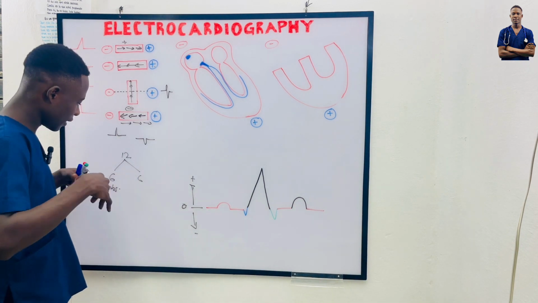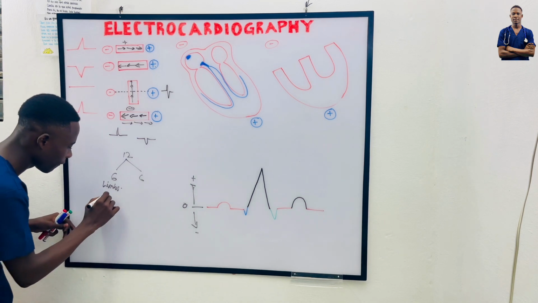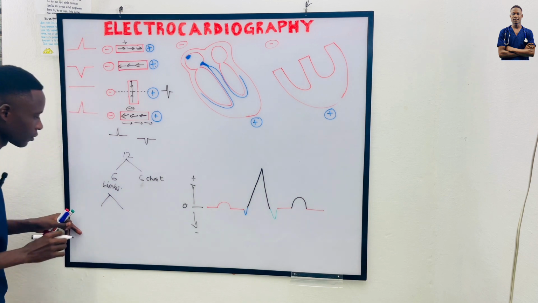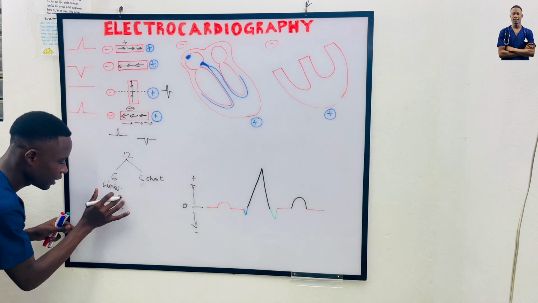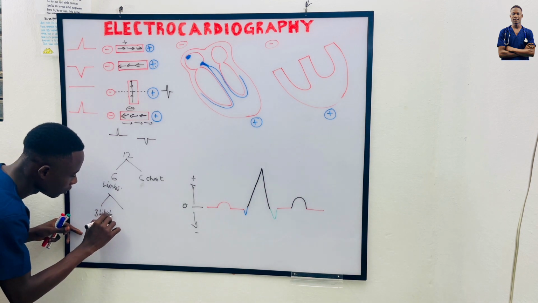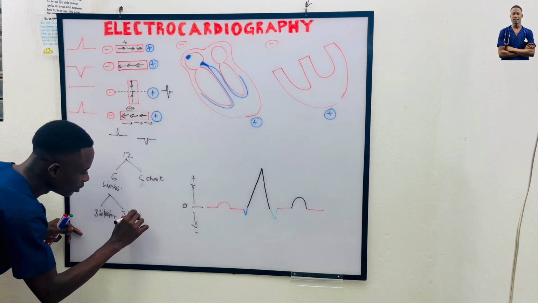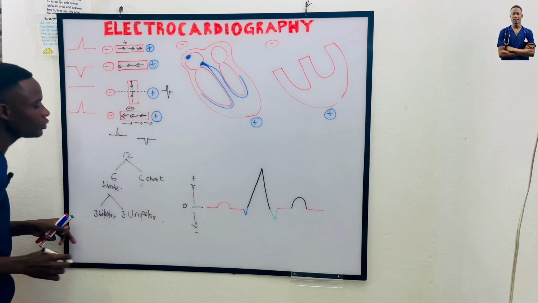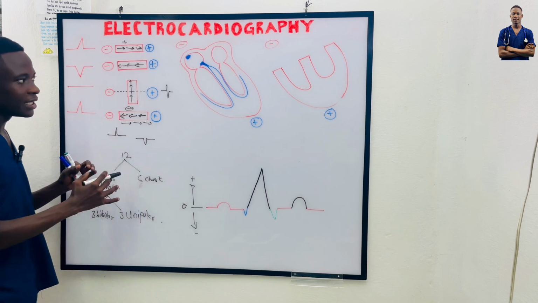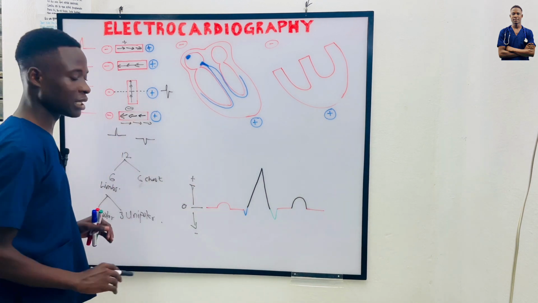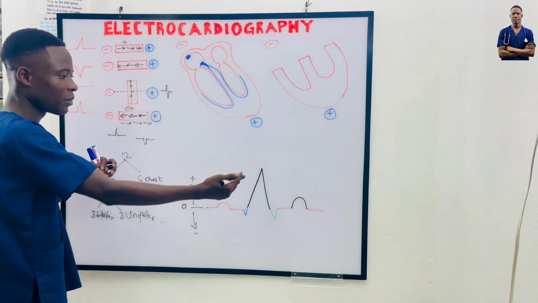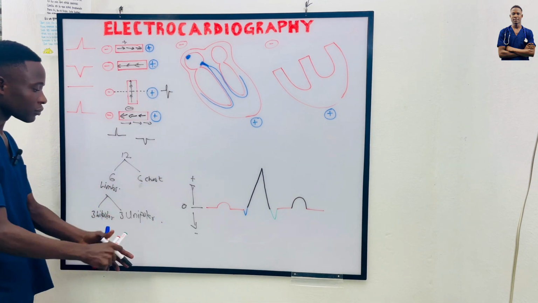The superior and then the inferior limbs. And then we have 6 that are for the chest. So for the 6 that are for the limbs, we have 3 that are bipolar, and 3 that are unipolar. Okay, now we will talk about each and every lead and its graphical representation. It's not in this video, but in the previous and the coming videos.